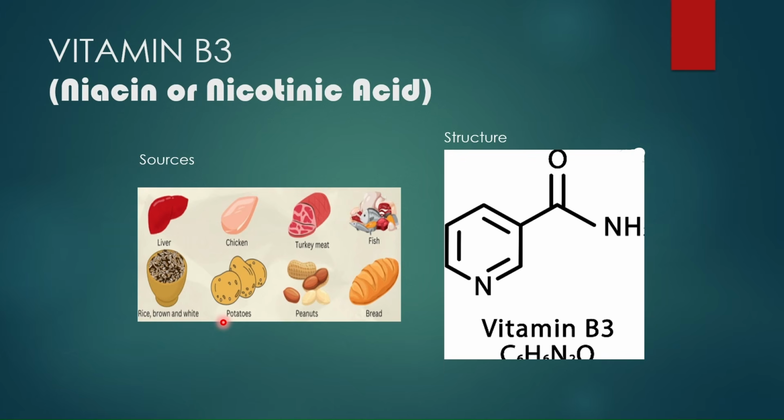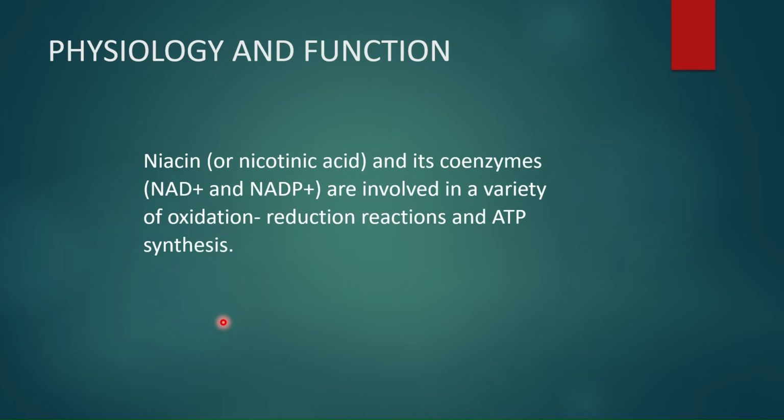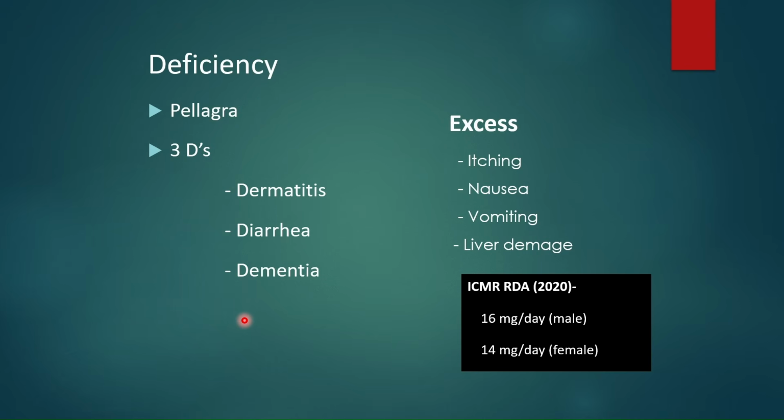Let's look at its physiology and function. Niacin or nicotinic acid and its coenzymes NAD+ and NADP+ are involved in a variety of oxidation reduction reactions and ATP synthesis. Deficiency of niacin may cause pellagra characterized by 3Ds, that is dermatitis, diarrhea, and dementia. Excess of niacin may lead to itching, nausea, vomiting, liver damage, etc. ICMR recommended daily allowance for niacin is 16 mg per day for male and 14 mg per day for female.